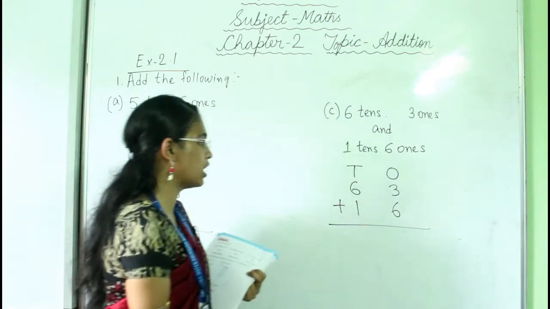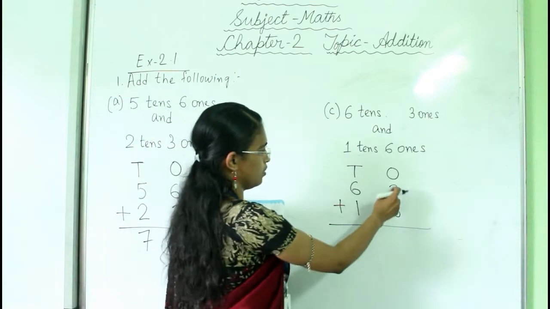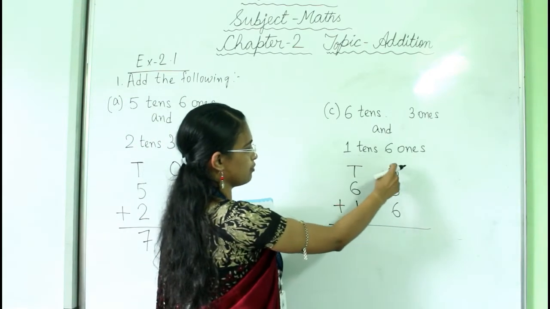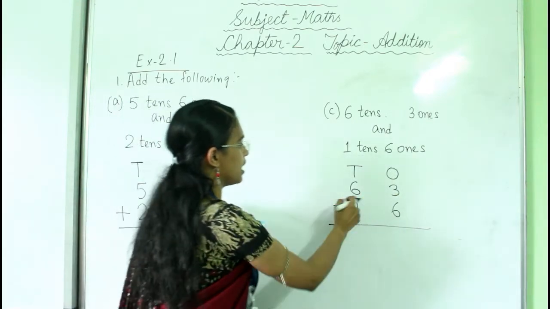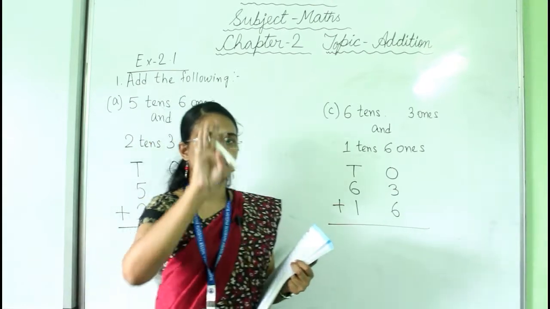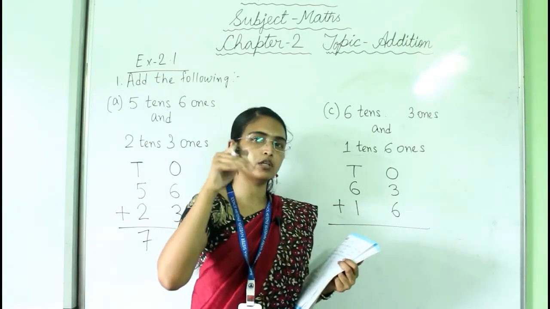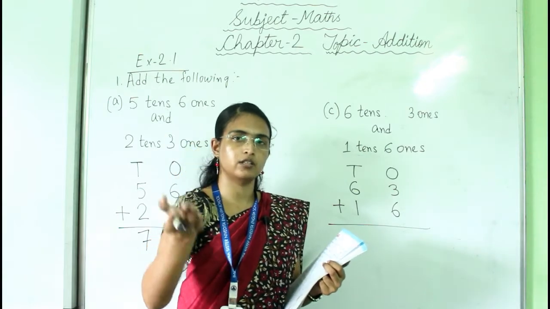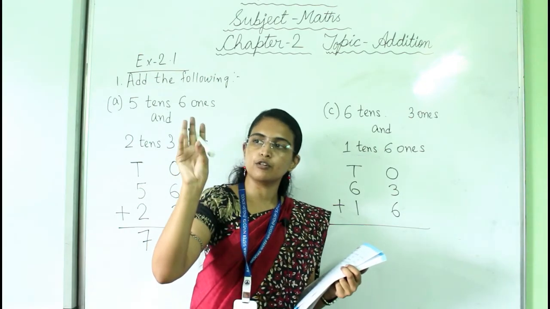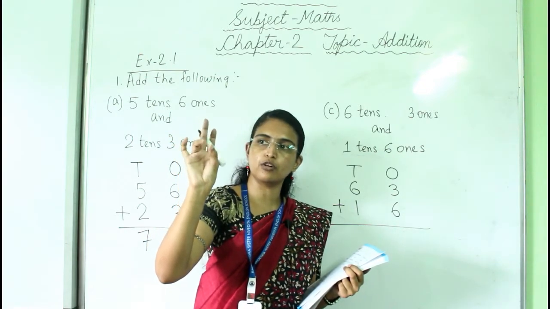Then again you have to count. We have to start counting from ones. Okay. So 3 plus 6, this is 3 and 6 we have to count from after 3. Okay. 3, 1, 2, 3, 4, 5, 6.